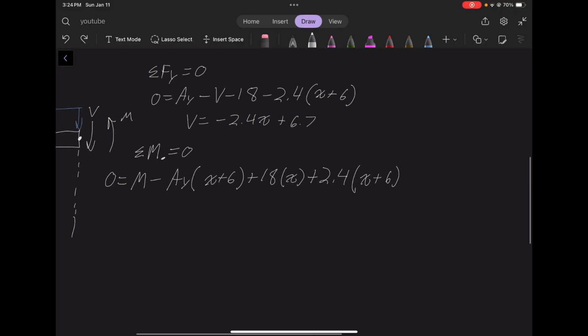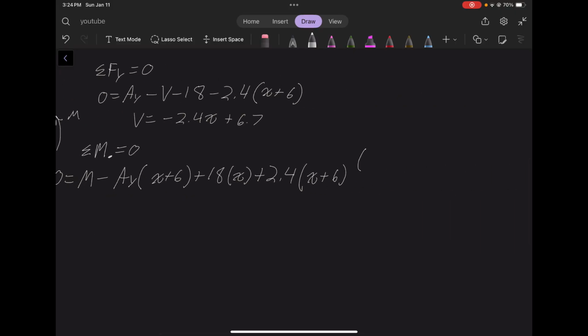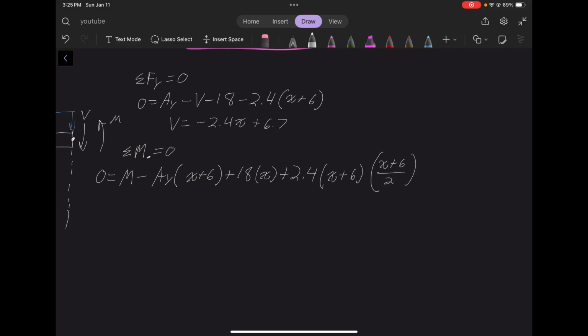Excuse me, I'm talking too much. So it would be at the total distance, x plus 6 divided by 2. I'm going to rewrite this with my parentheses, how I have it here. x plus 6 over 2. Okay, so it's a little annoying to solve. I'm going to break it down in one more step, and then I'm just going to write what the solution is. So how I did this was I solved for m. So m equals AY times x plus 6 minus 18x minus 2.4.